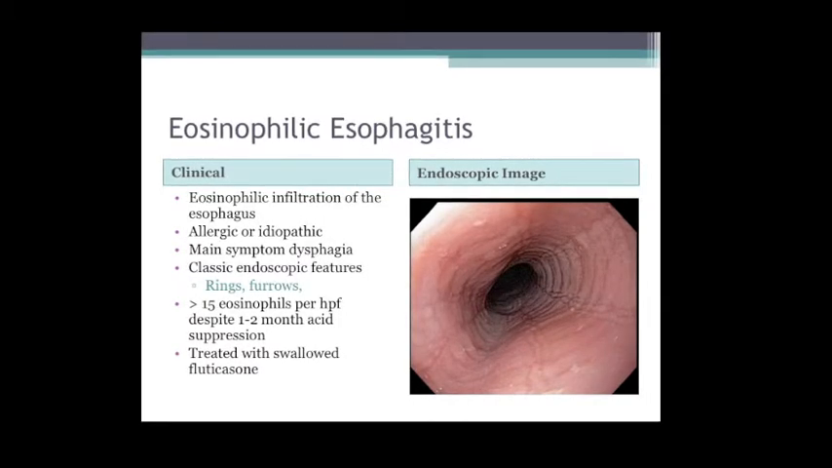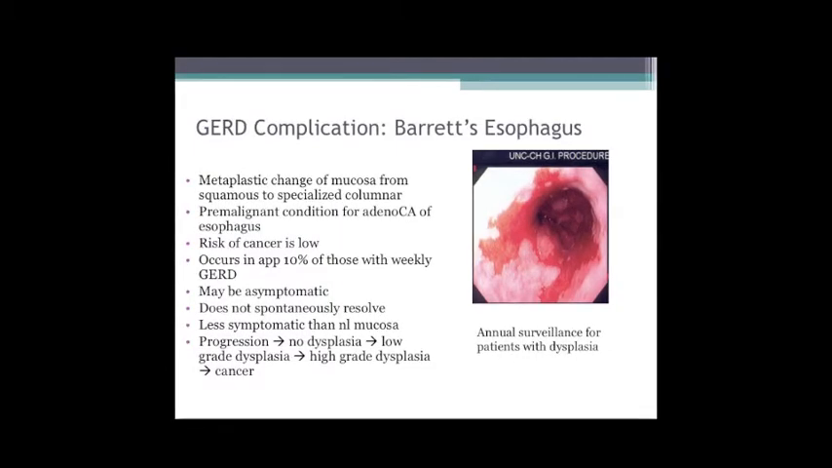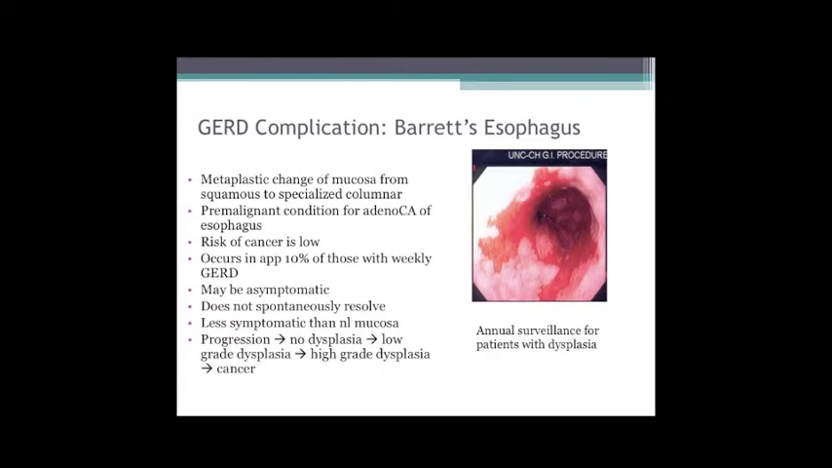So the next thing in terms of reflux and esophagitis would be Barrett's esophagus, and you know that it's a change in mucosa from squamous to a specialized columnar. It's a pre-malignant condition for adenocarcinoma. The risk of cancer overall is really low, even though we think about adenocarcinoma with this, and I'll show you some of the esophageal cancer statistics. It occurs in about 10% of those who have weekly reflux. It may be asymptomatic. It does not spontaneously resolve.